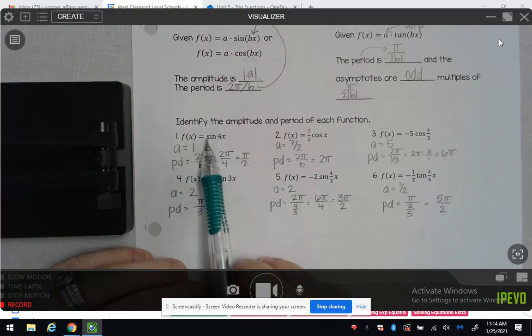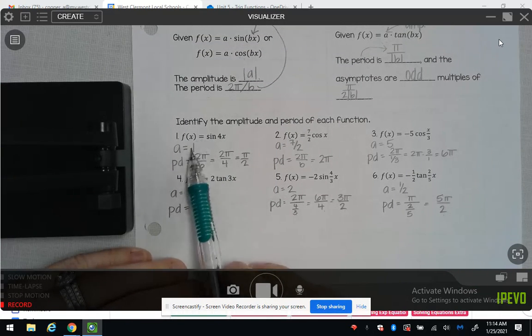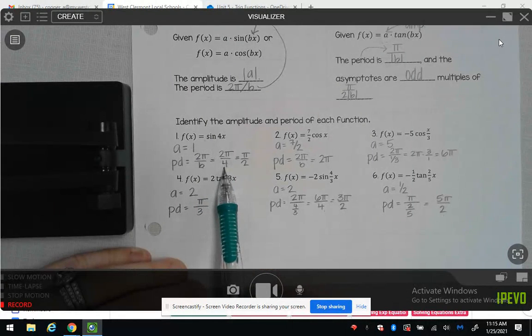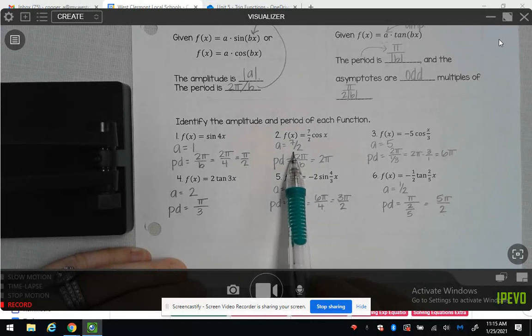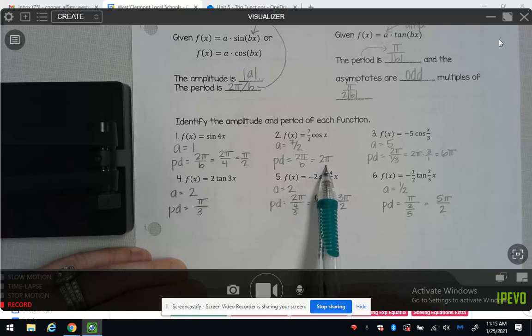So for the first one, f of x equals sine of 4x. My amplitude is 1. There's no number, so assume it's a 1. Period is 2 pi divided by b. B in this case is 4. 2 pi over 4 is the same as pi over 2. Simplifying fractions is a must. For 2, my amplitude is 7/2. My b value is 1, so 2 pi over 1 is just 2 pi.